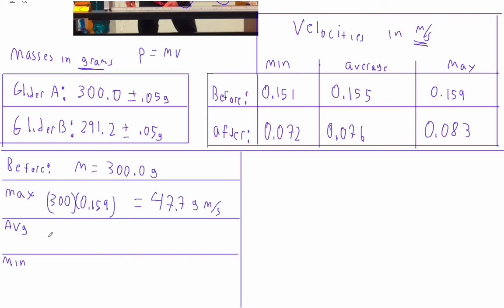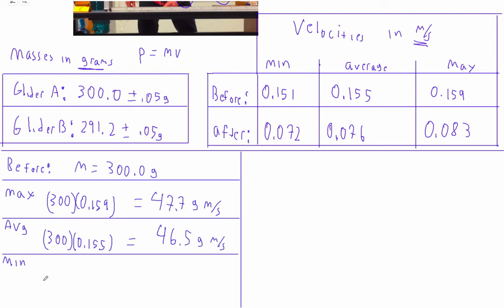Now my average is going to be 300 times my average velocity before. So I'm going to use 0.155. That is 300 times 0.155. That's 46.5. This is our best guess of what the actual momentum was.